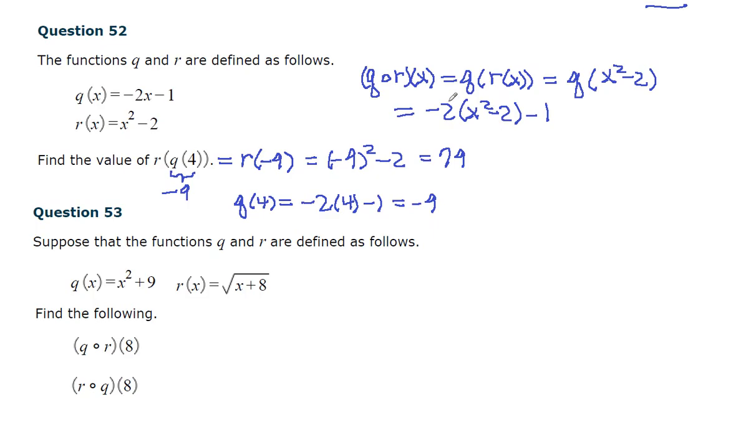And now we can do a little bit of simplifying. The negative 2 can come in like this. So that's what? Negative 2x squared. Negative 2 times negative 2, positive 4. And then minus 1 on the end. So 4 minus 1 is 3. Negative 2x squared plus 3.